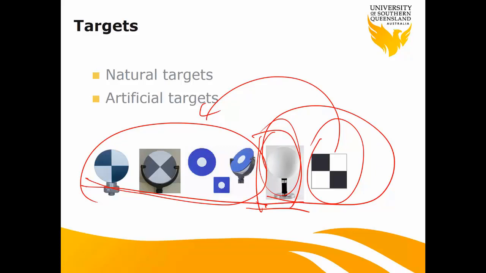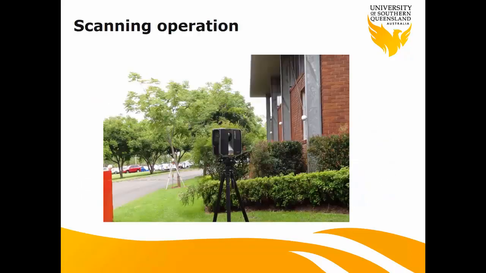Why use spheres? No matter where you set your station, from any direction, you can always see a circle. Compared to this checkerboard, which is just a single plane, that's not good. If you set your instrument with a very small incident angle, the software probably cannot automatically recognize the center of this checkerboard target.